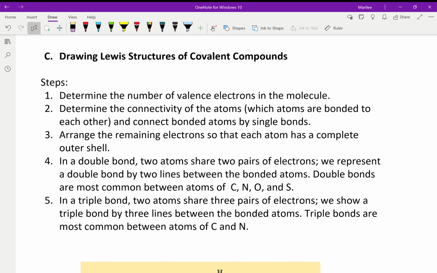Sometimes we'll have double bonds and triple bonds. So double bonds is where two atoms share two pairs of electrons, and we represent the double bond by having two lines like this. And then for triple bonds, it is sharing 3 pairs of electrons, so it's shown by 3 lines.